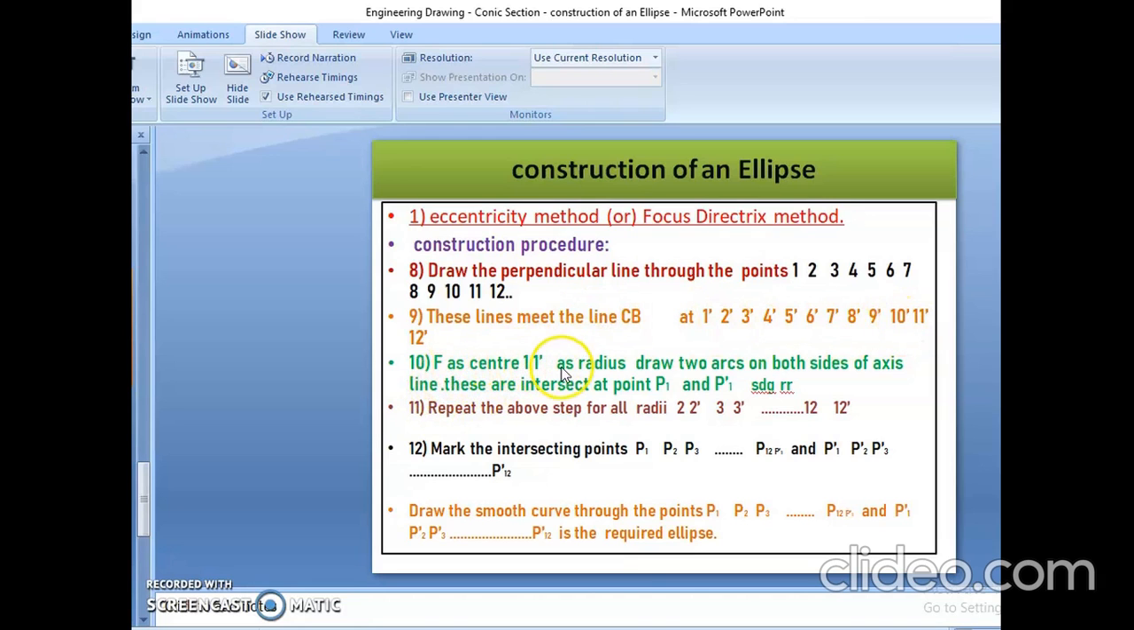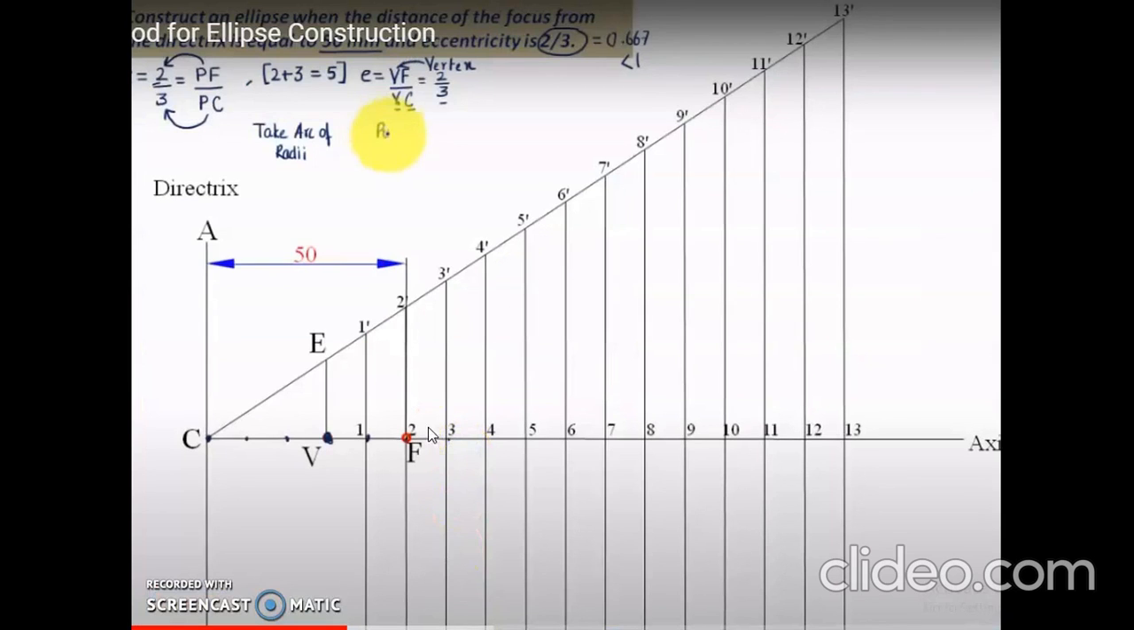Now, with F as the center and 1 dash as the radius, draw 2 arcs on both sides of the axis line. This is very important. See here, this is 1 dash. Take 1 dash as the radius, with F as the center point, and draw 2 arcs on both sides of the axis line, here and here, above the axis line and below the axis line.